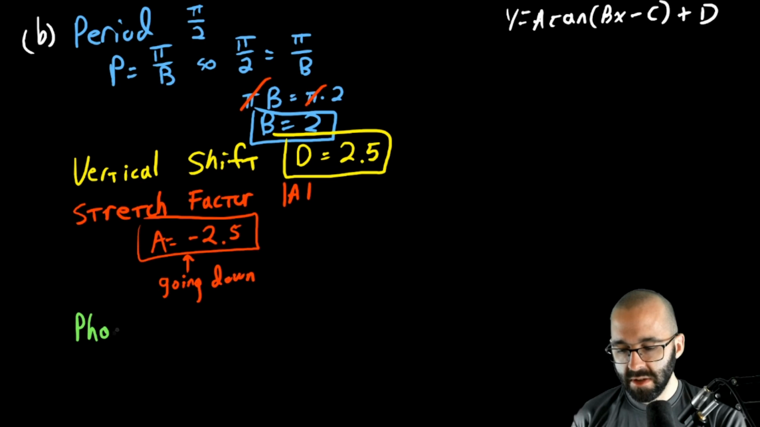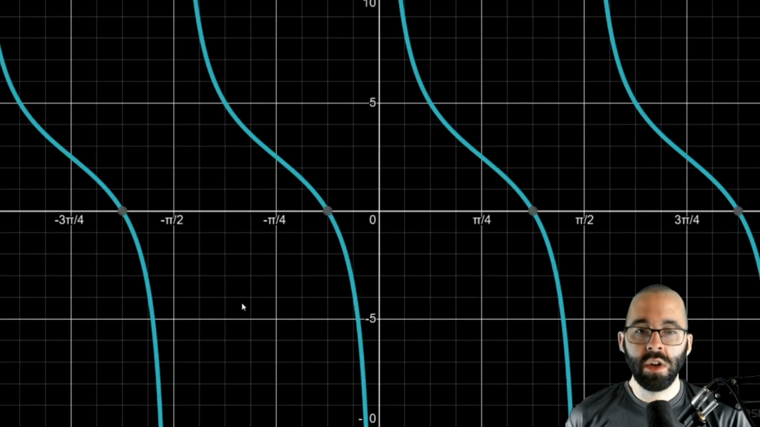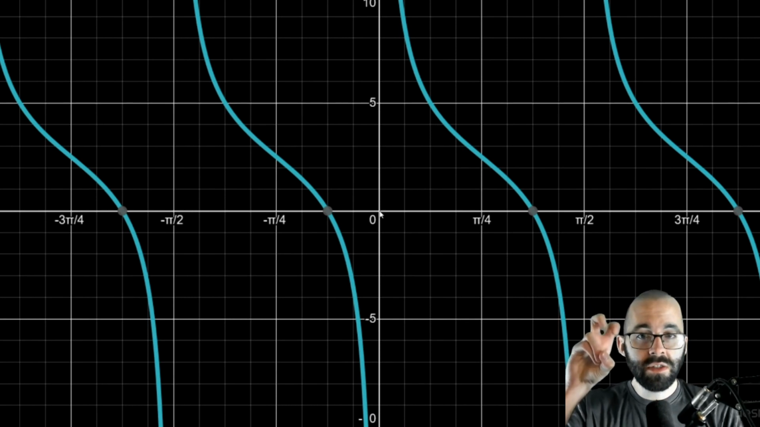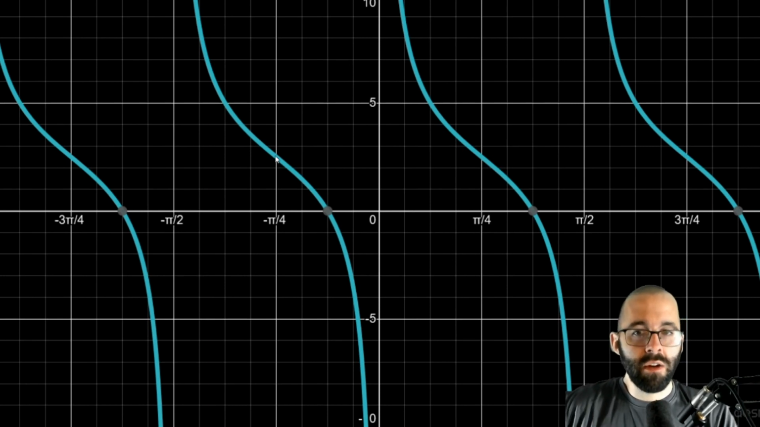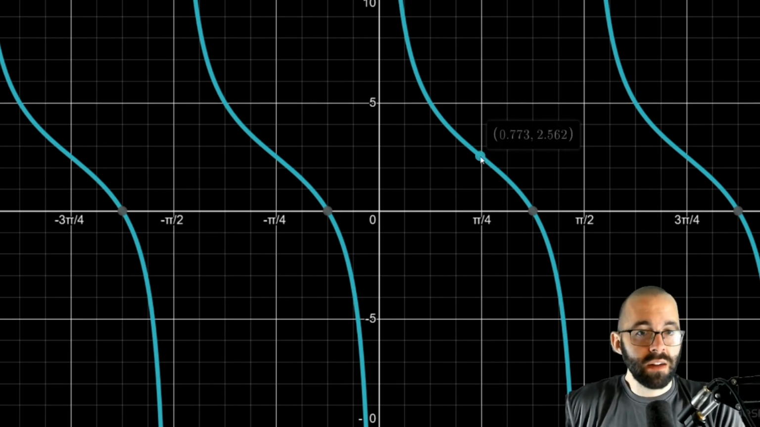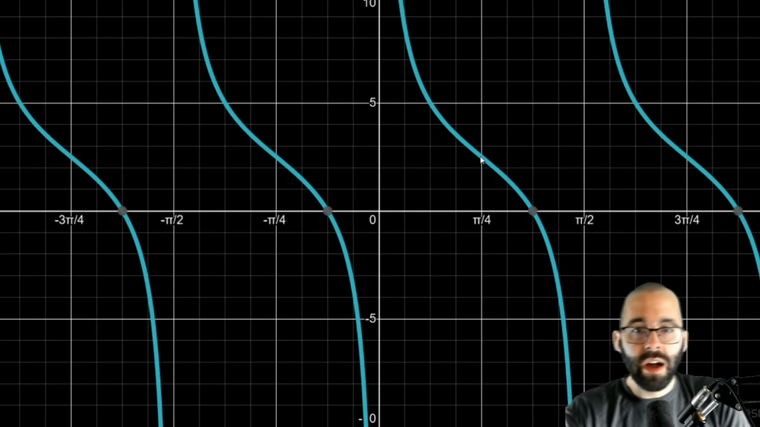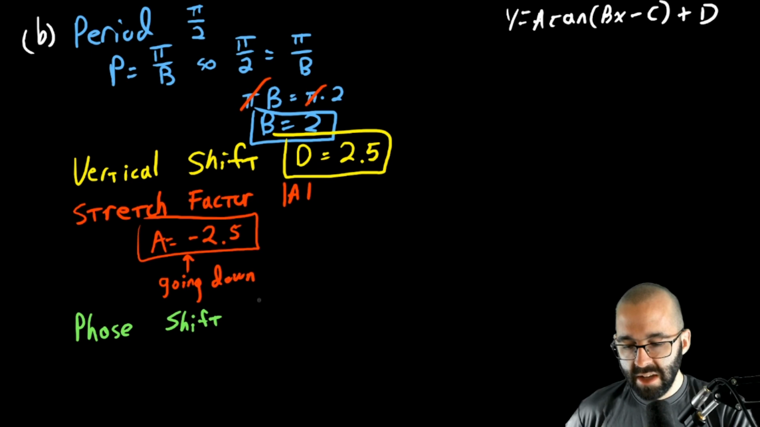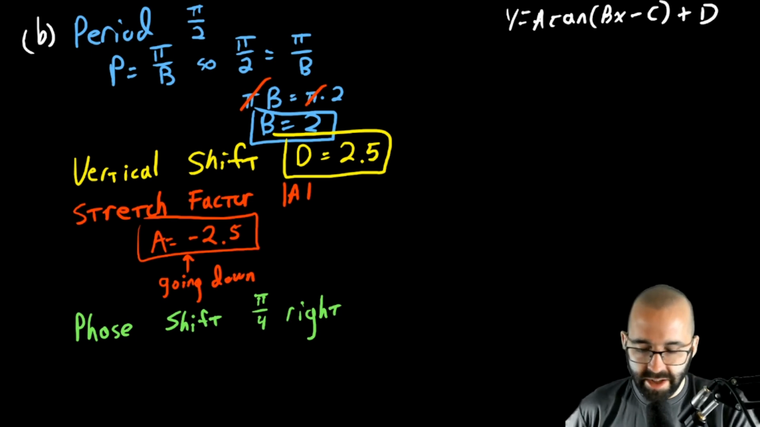Last thing is a phase shift. Tangent normally starts, the middle is normally at 0. Where is our middle? Our middle's over here. Our middle got moved pi over 4 to the left. Or you could say our middle got moved pi over 4 to the right. They're both okay. Pi over 4 to the left, pi over 4 to the right. They're both correct. Let's say pi over 4 to the right. That way we have, well, it really doesn't matter.